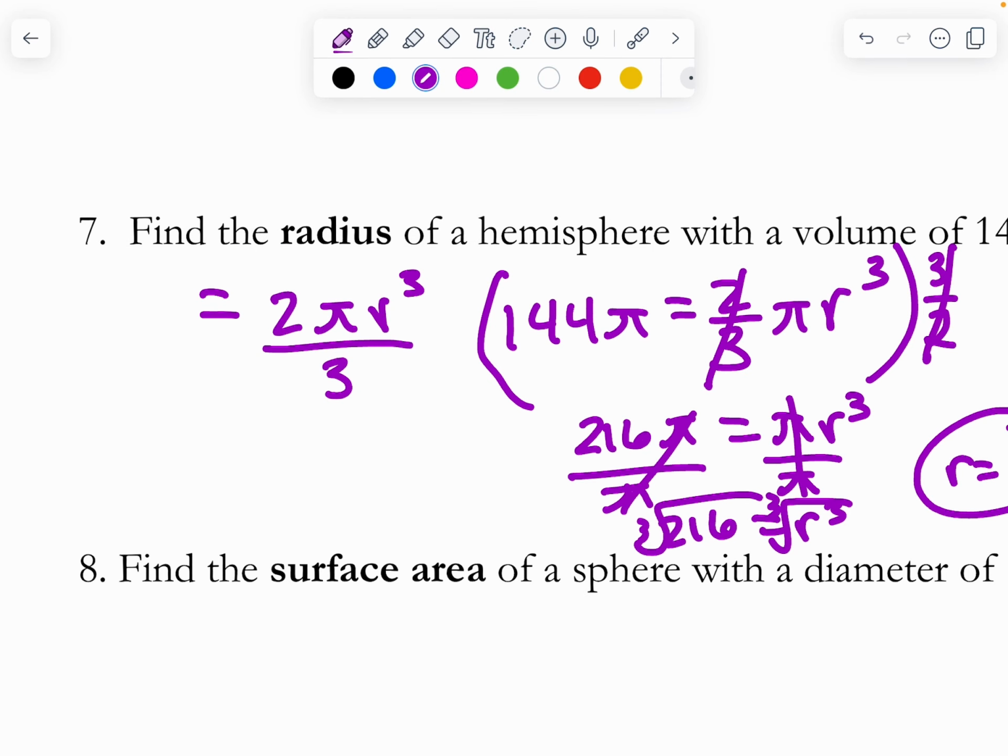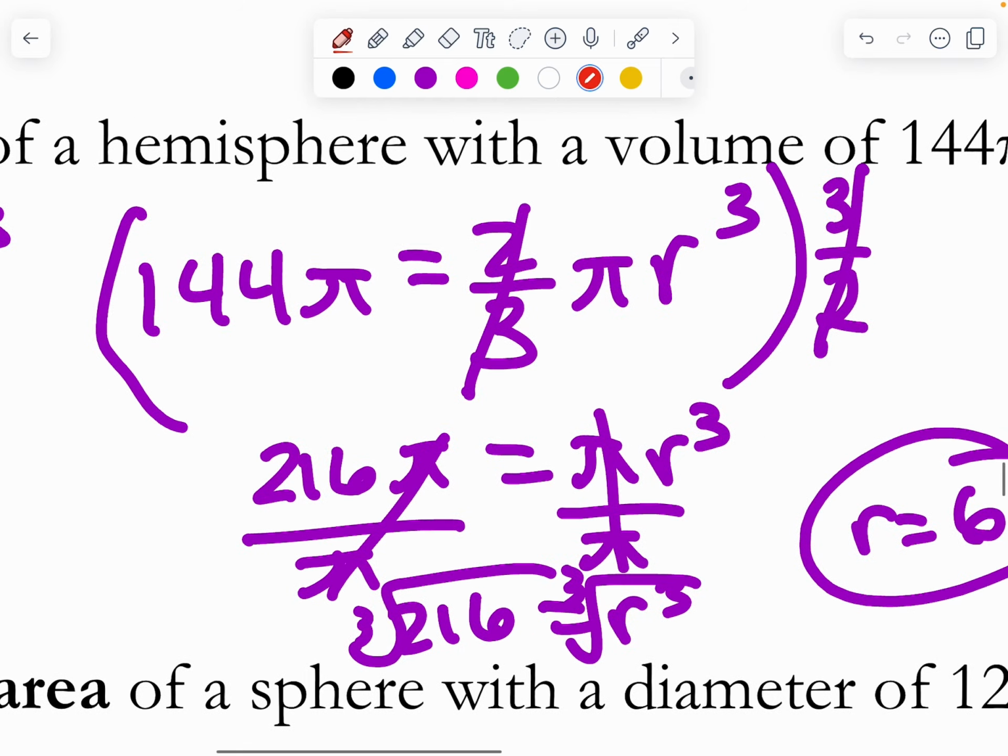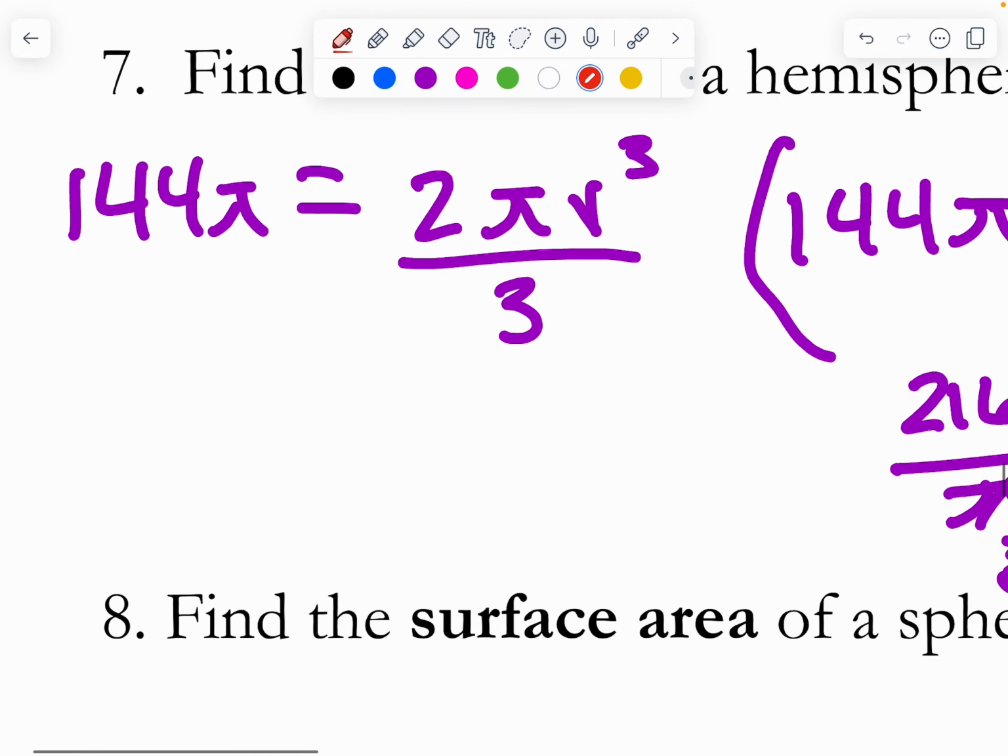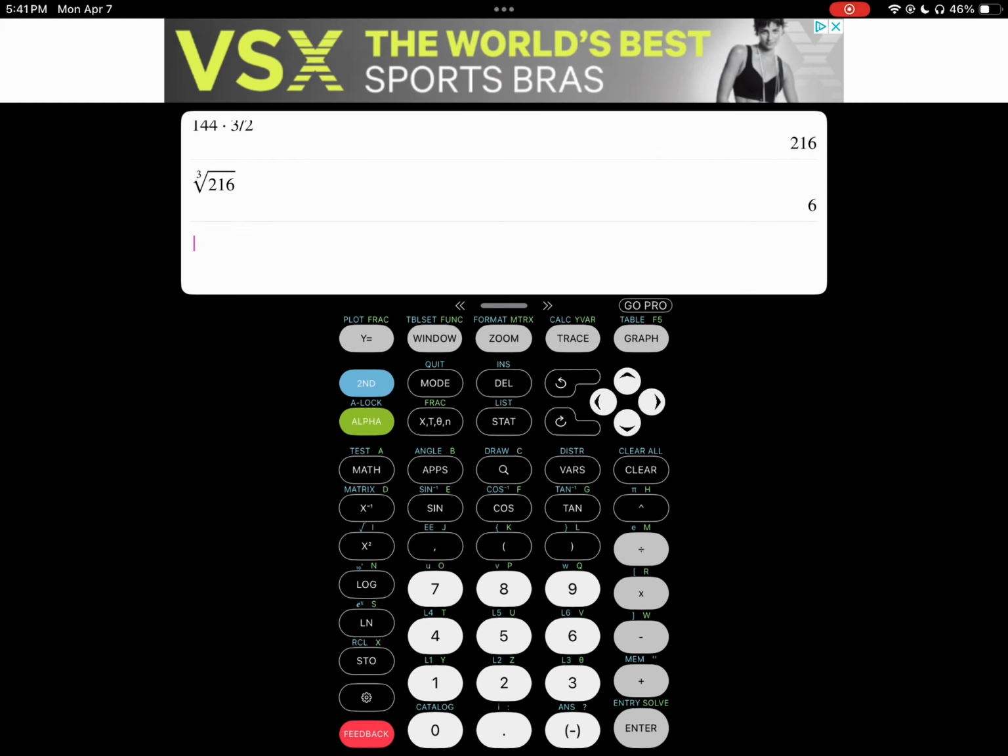But right, if we do a here, we replace this with 144 pi. Then you can do the exact same steps, just in more steps, right? Here we're multiplying by the reciprocal 3 over 2. However, here what you can do is multiply by 3 first to get 144 times 3. You get 432.